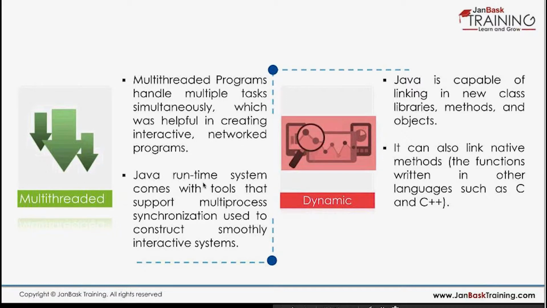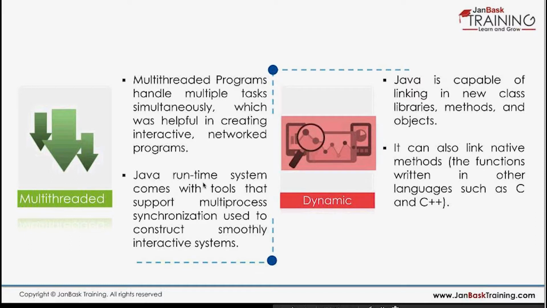As we discussed briefly about the linking part, Java is also capable of linking in new class libraries, methods and objects. So when you write a Java program and create multiple classes, the linking process links all the related objects together and then generates the final file. When you have multiple modules, the linking process links all the modules together to generate the final Java archive file that is used as the executable by the Java runtime environment.